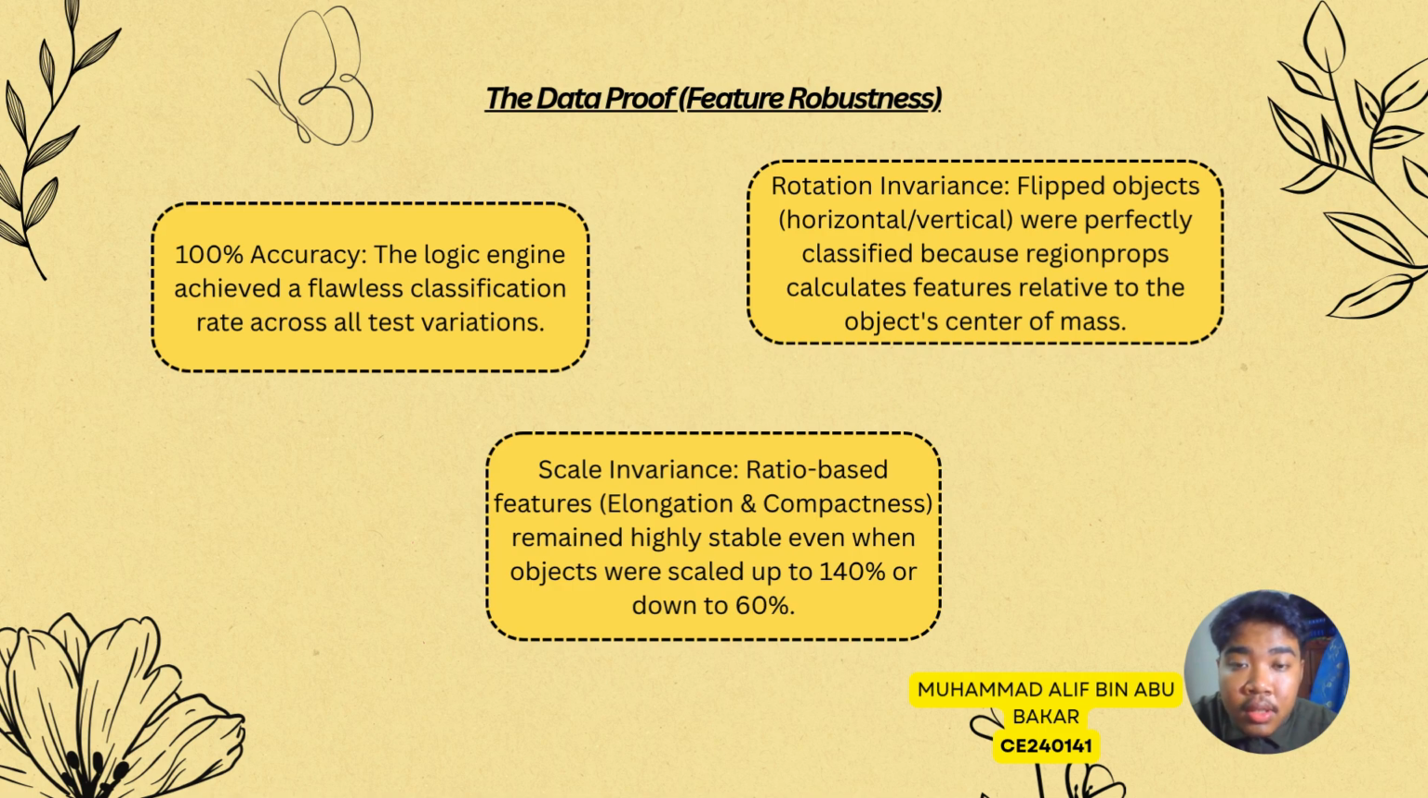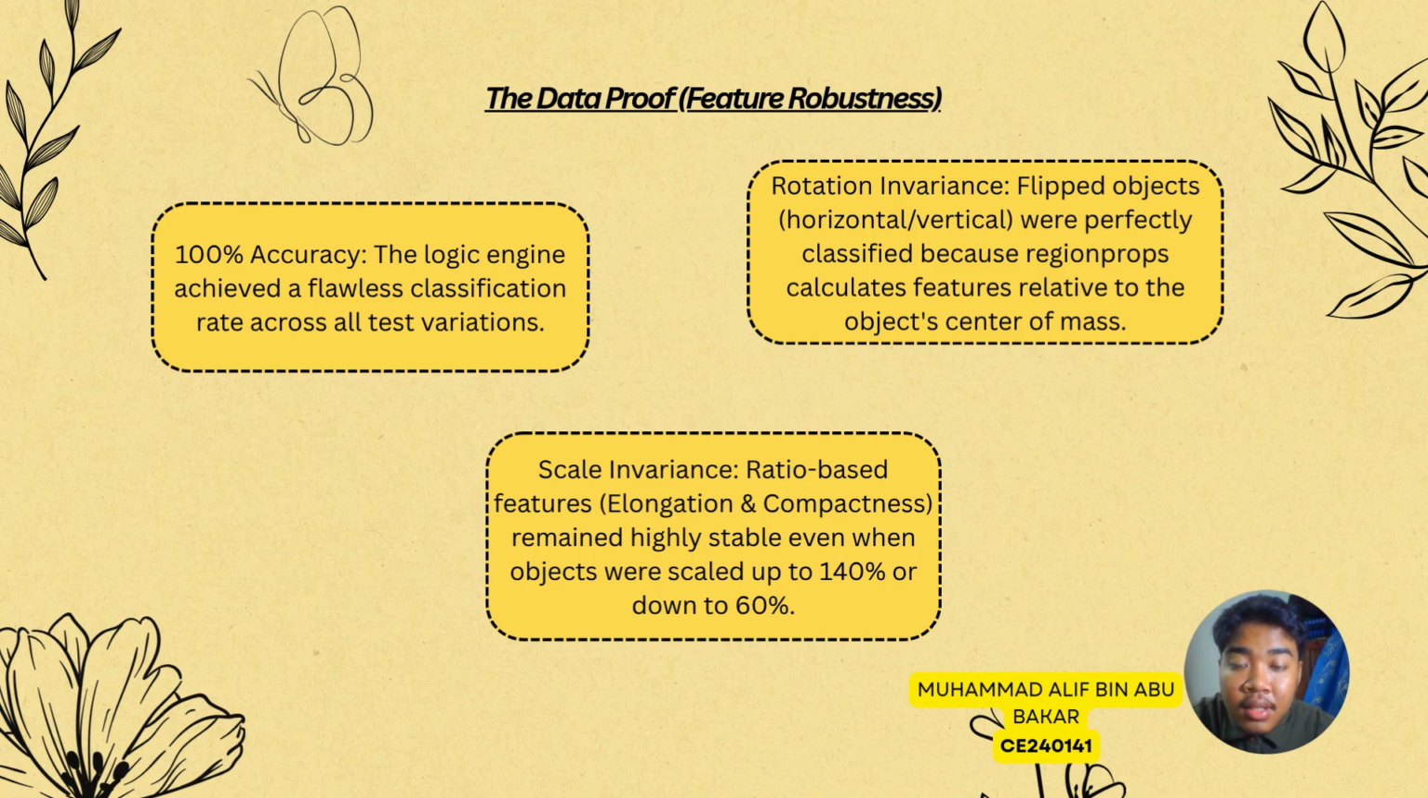Moving on to the data proof feature robustness, this is our summary of our data. 100% accuracy, the logic engine achieved a flawless classification rate across all test variations. Next, for the rotation invariance, flipped objects, horizontal or vertical, were perfectly classified because the features are calculated relative to the object's center of mass.